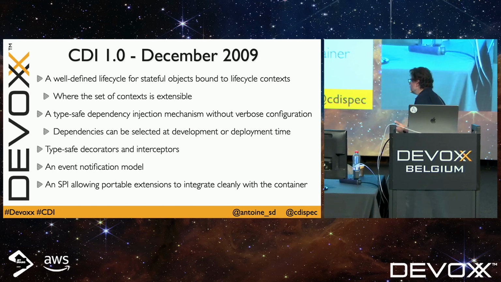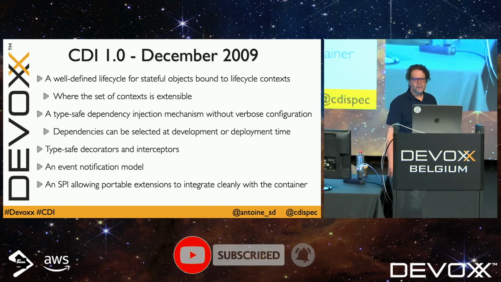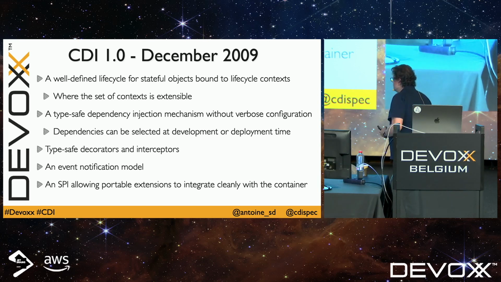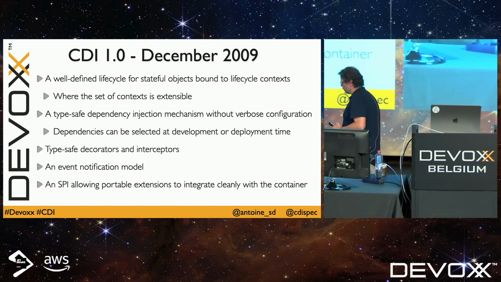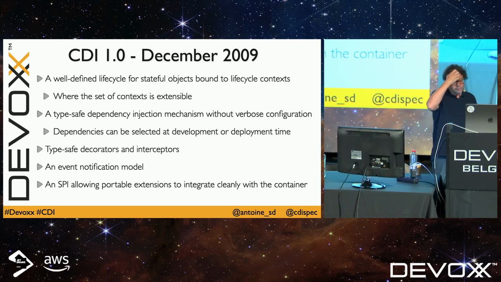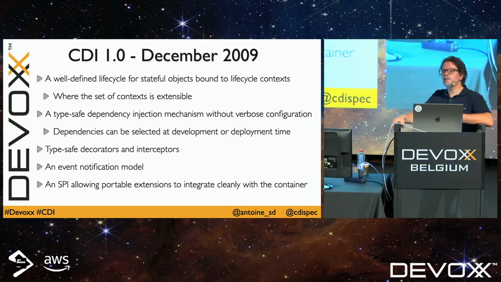We had also all the AOP stuff with the interceptor and the decorator in CDI 1.0, and a feature that became very popular among CDI developers was the event notification model. And another thing that should have been more popular, in my opinion, because it's very well designed and very well thought out, but not very well advertised, is the SPI, allowing to develop portable extensions on CDI and integrate third-party frameworks or libraries.